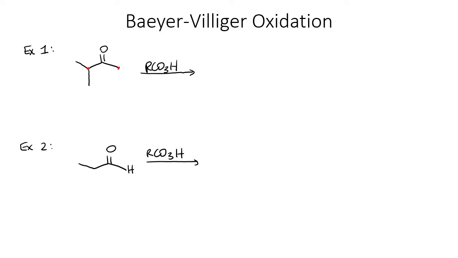Now, the carbon on the left is bound to two other carbons. We ignored the carbonyl carbon. So that's going to make this a secondary carbon. The one attached here is simply a methyl group. Now, as far as our migratory aptitude, a secondary carbon has a greater migratory aptitude than a methyl group. So that means the oxygen is going to be inserted here.